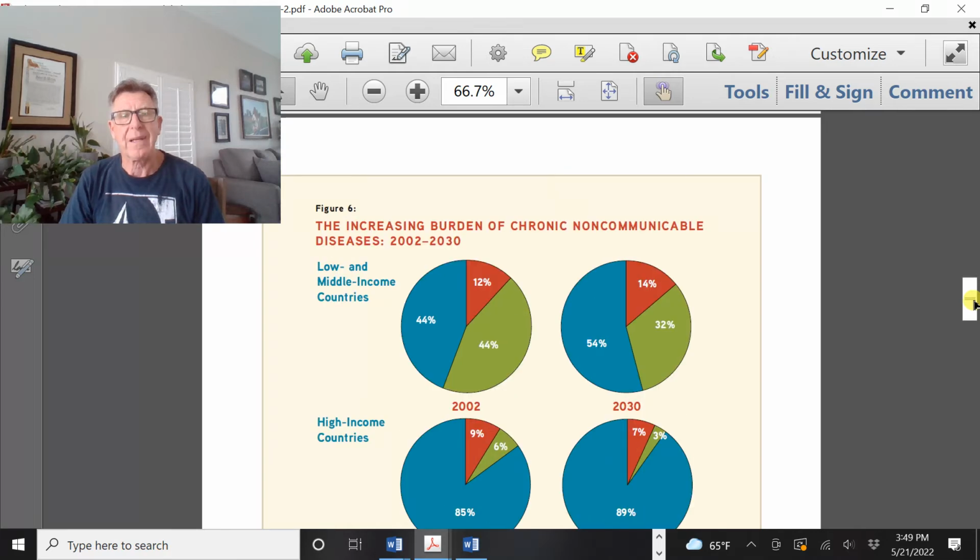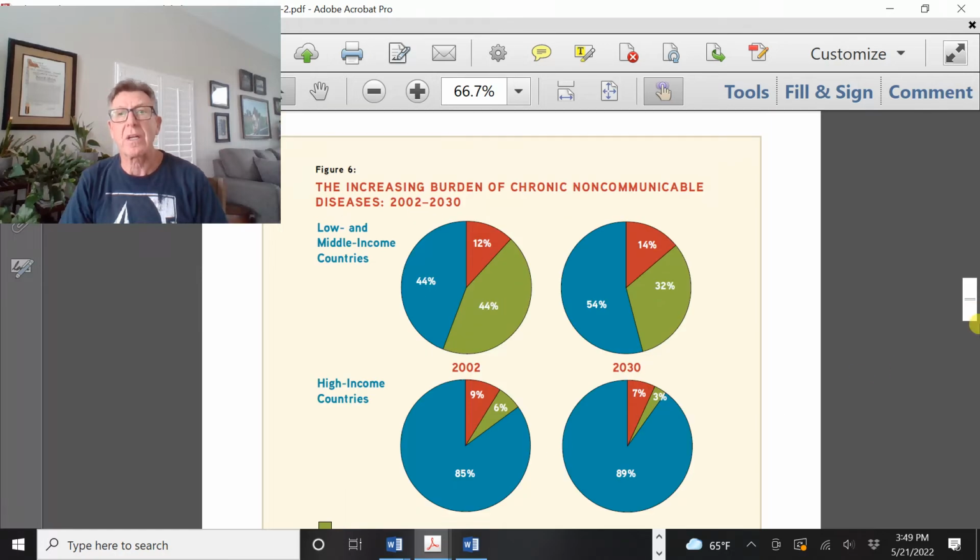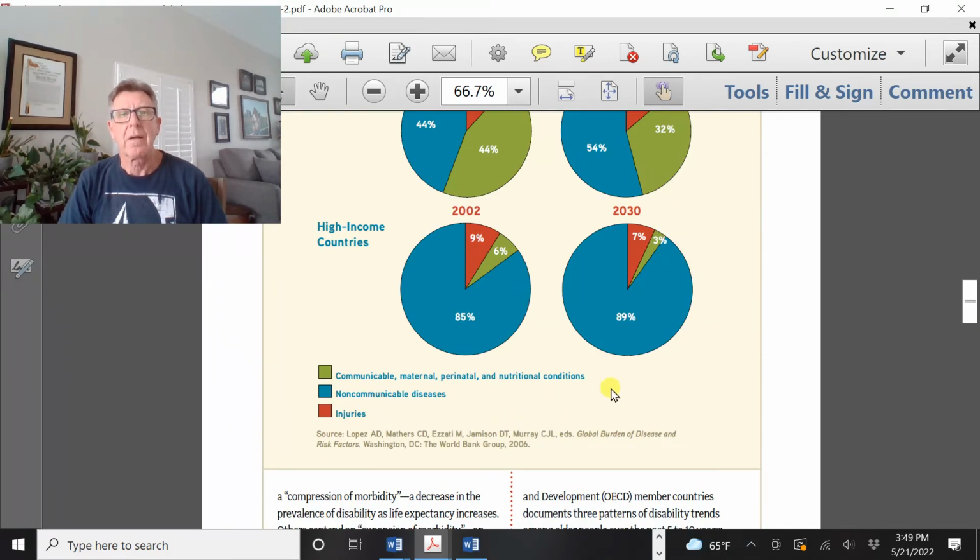When we look at this burden by country, we see injuries as a cause of disease. We see non-communicable diseases, the Rona, the flu virus, hepatitis, bacterial infections, and so on. Those green ones are the communicable diseases, and nutrition contributes to that. Then you have these diseases of aging. Non-communicable means it doesn't spread or infect somebody else: cancer, diabetes, stuff like that.